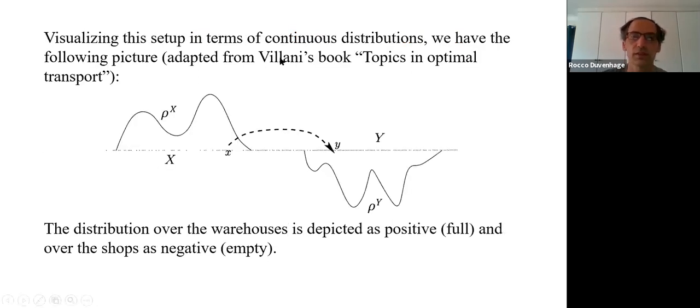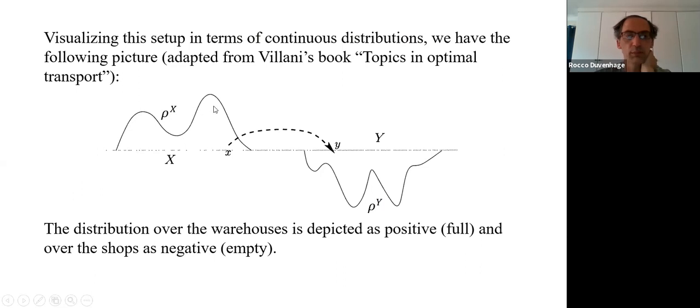Now, Villani's book, Topics in Optimal Transport. Villani, by the way, is a Fields medalist. He did quite a bit of work in optimal transport and related matters. And in one of his books, Topics in Optimal Transport, he gives a simple diagram, which I adapted slightly, but it gives a good idea of what's happening.